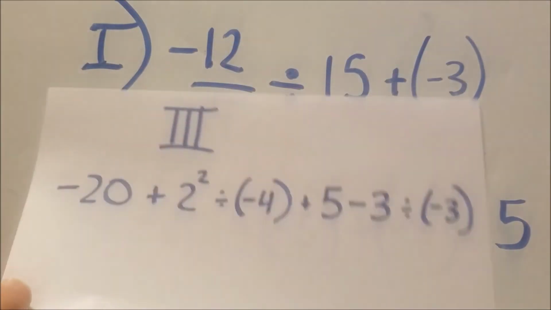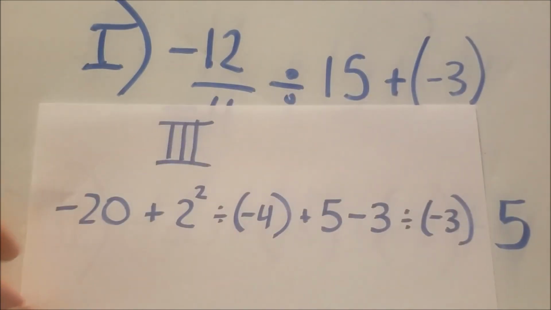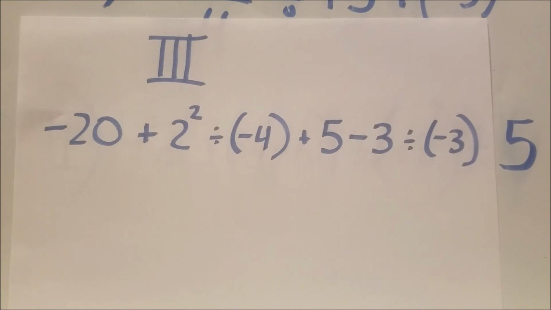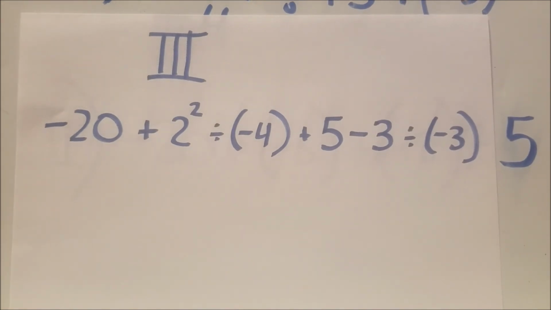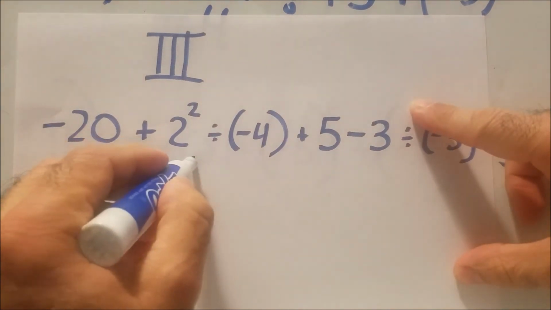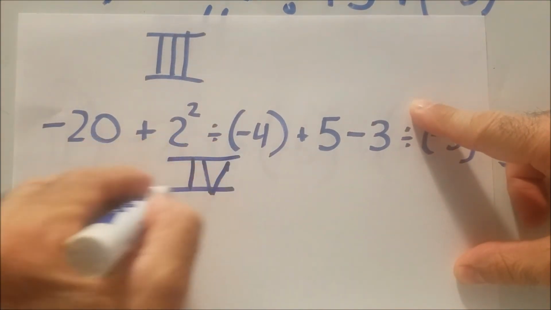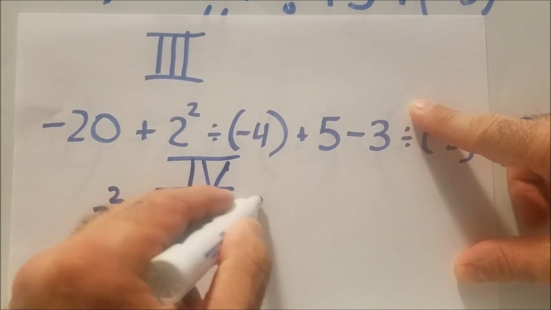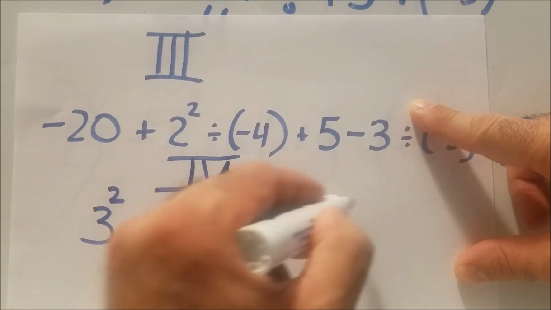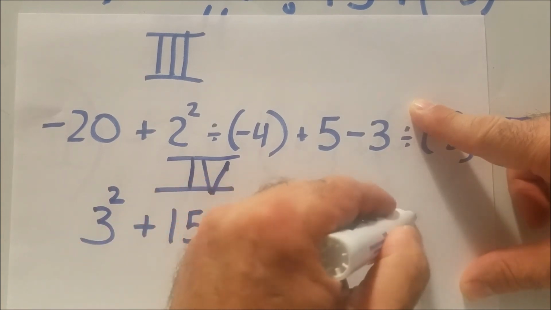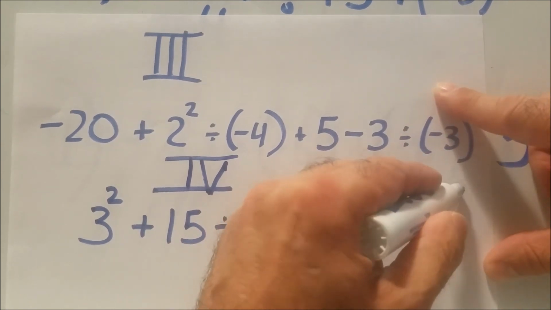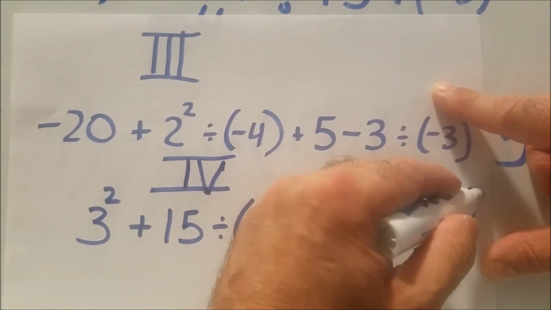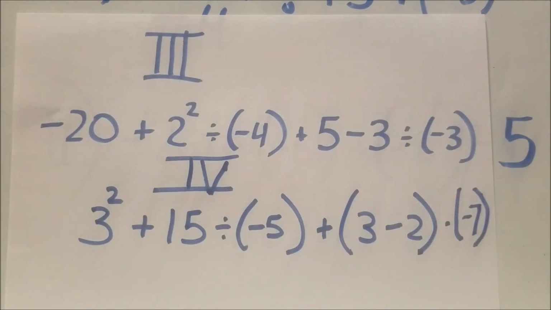Here is question 3. Bring that down so you see it. And here's question 4. Just these 4 questions. That's a negative 7.